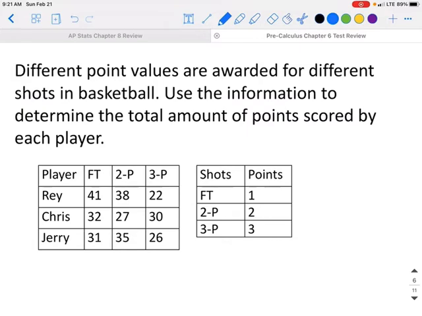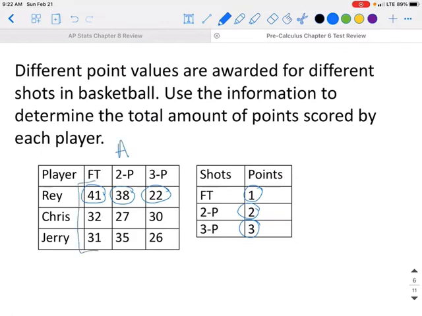Different point values are awarded for different shots in basketball. Use the information to determine the total amount of points scored by each player. So Ray shot 51 free throws, 38 two-pointers, and 22 three-pointers. And we know a free throw is worth 1, a two-pointer is worth 2, and a three-pointer is worth 3. So we're taking this information, and to find the total, we are going to need to multiply.